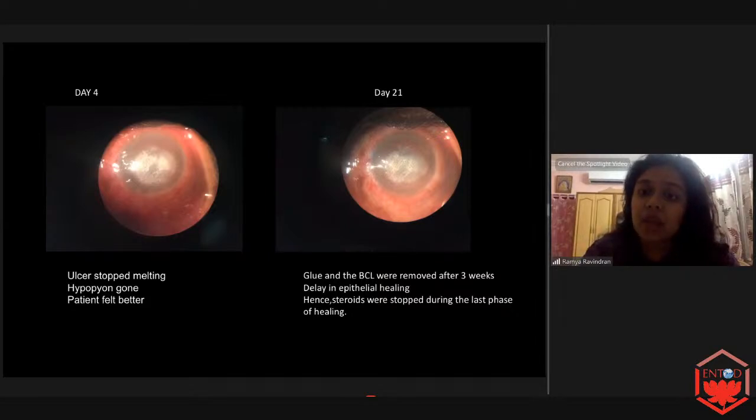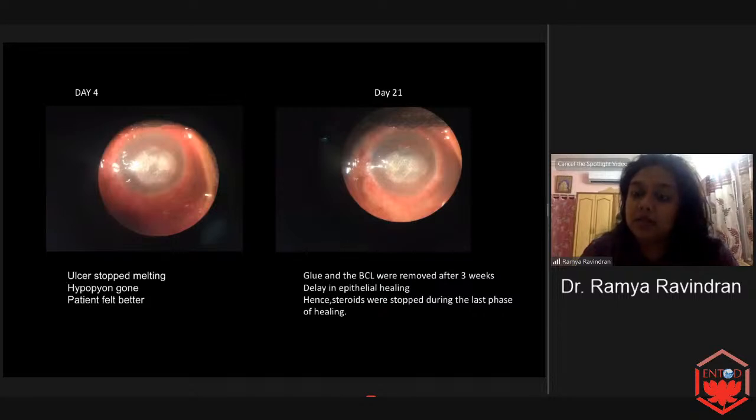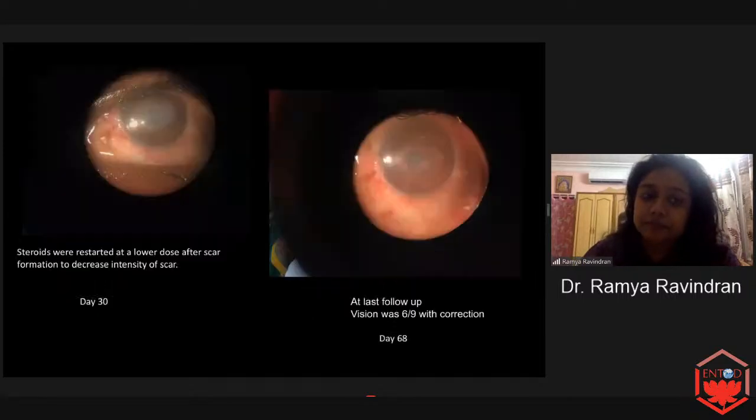the antibiotics. But by 3 weeks, I decided to remove the glue and PCL because I originally used them because of a melting cornea and I wanted to buy time, not because of the duration of the disease. Once I removed the glue and PCL, the ulcer was still active. So I tapered and stopped the steroids and I continued the antibiotics.